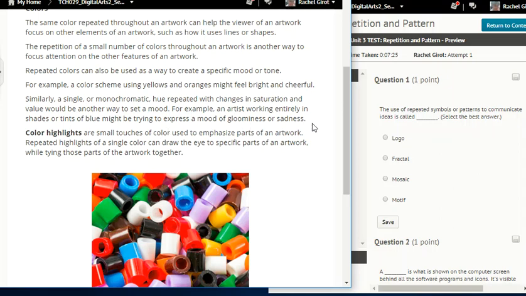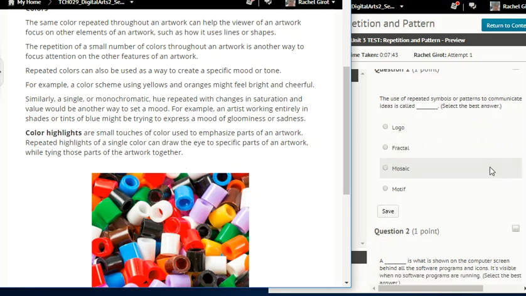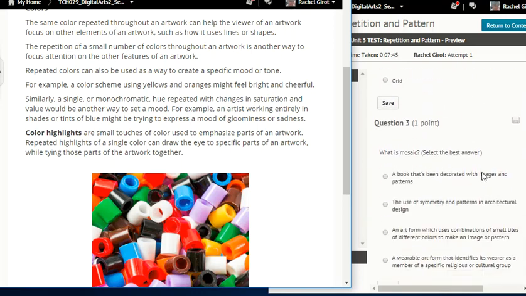For example, an artist working entirely in shades or tints of blue might be trying to express a mood of gloominess or sadness. Color highlights are small touches of color used to emphasize parts of an artwork. Repeated highlights of a single color can draw the eye to specific parts of an artwork while tying those parts of the artwork together. I remember seeing a question on color highlights. Let's see if we can find it.